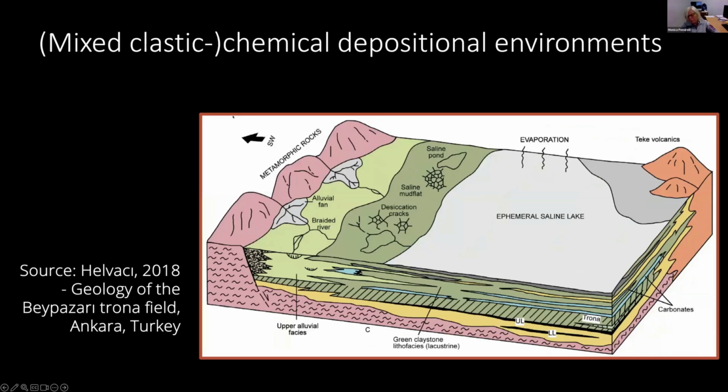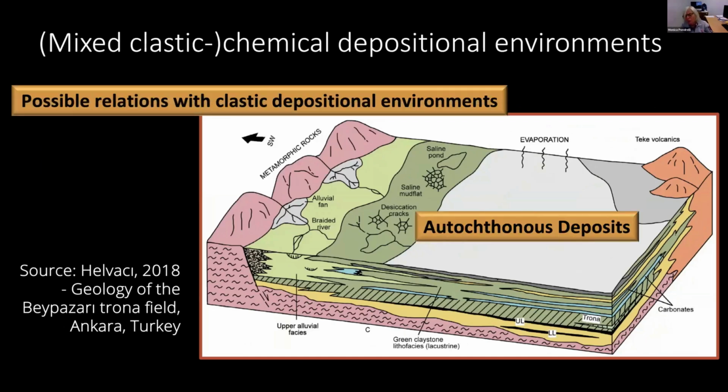Also, on Mars the presence of chemical depositional environments has been proposed, which are instead autochthonous deposits because they form in the very same basin from which they were sourced. For example, evaporitic rocks. Possible relations with clastic depositional environments, which can be, for example, fluvial, like in this case, but also aeolian, which is a very, very consistent case on Mars.